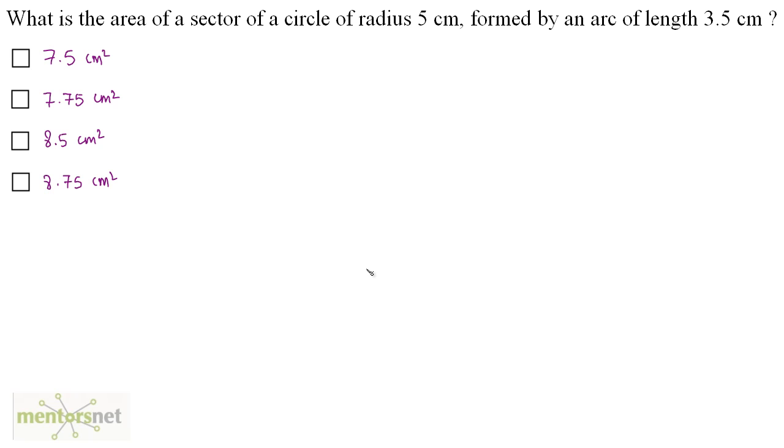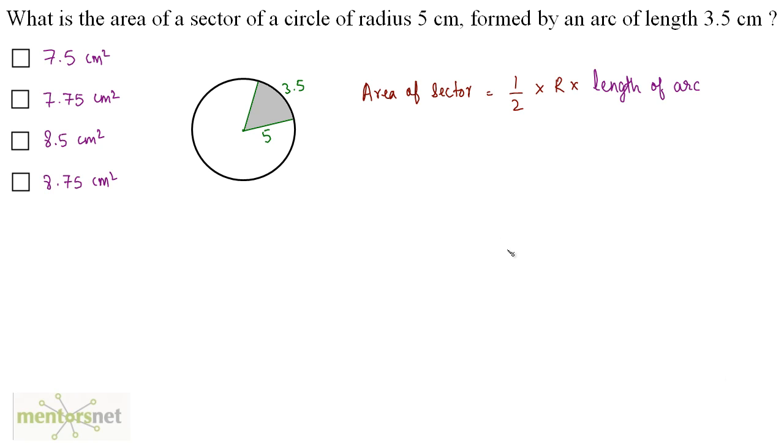What is the area of a sector of a circle of radius 5 cm formed by an arc of length 3.5 cm? So this is your circle of radius 5 and you have to calculate the area of the sector. In other words, you have to calculate the area shaded gray. Right? So what is the formula for calculating the area of a sector?